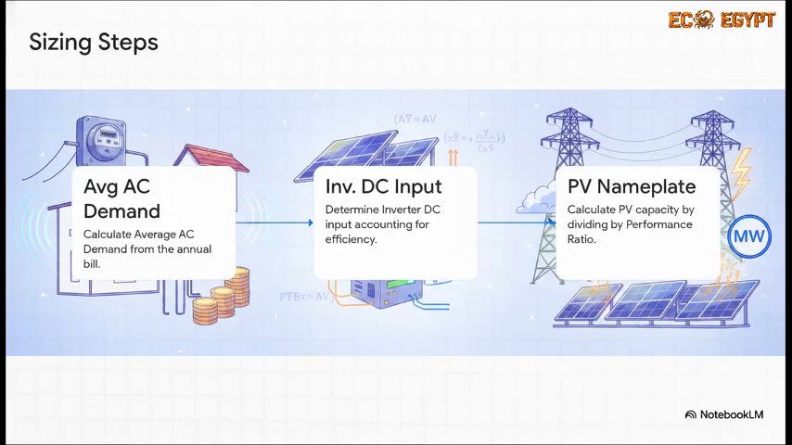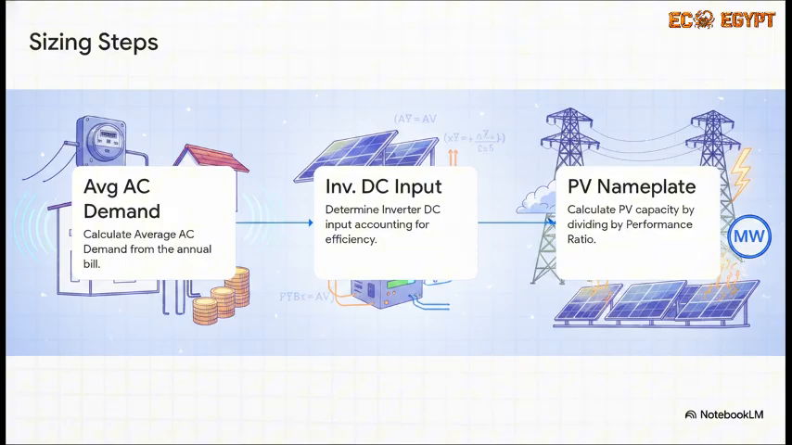Let's break down how this actually builds mathematically. This is the absolute core of the consumption method. Step 1, you take the total annual bill, divided by the utility tariff, and boom, you've got the average AC energy demand in kilowatt hours. Okay, step 2, we have to account for the fact that converting DC power from the panels into AC power for the grid isn't 100% efficient, right? So we calculate the required inverter DC input by factoring in the inverter's efficiency, which usually sits right around 98.5%.